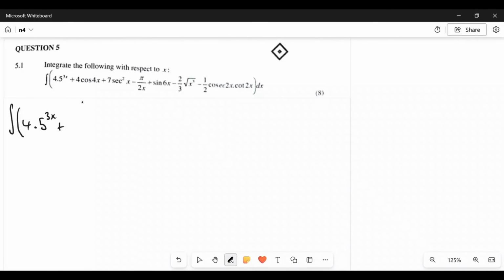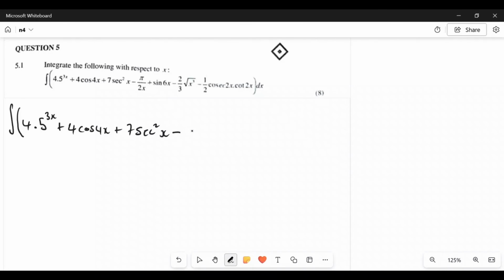So the second term, there's no simplification required there. We have 4 cos 4x. No simplification required there. And then we go to the third term. We have 7 sec squared x. Also, there's no simplification required there. Let's go to the fourth term.